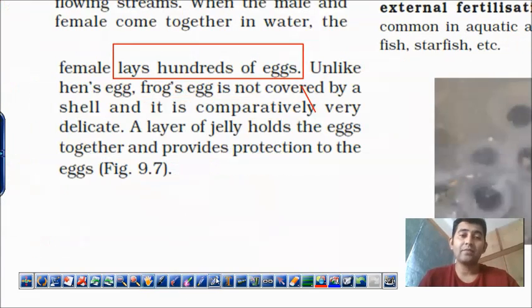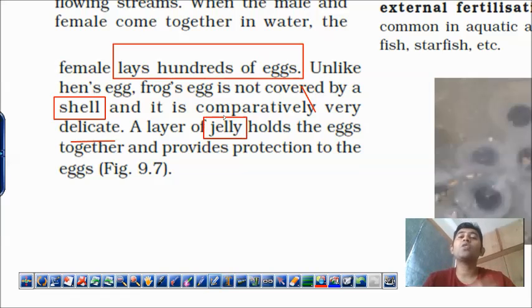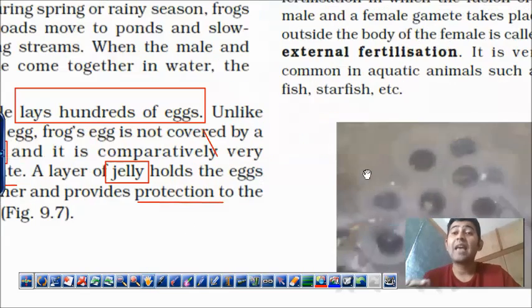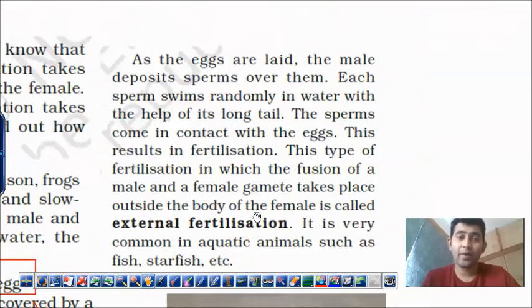Unlike the hen's egg, frogs' eggs are not covered by a shell. मुर्गी के अंडे में कड़क शेल होता है प्रोटेक्शन के लिए, but frog eggs do not have that shell. They are very delicate, they are very sensitive, and they have a layer of jelly which holds the eggs together. एक जेली जैसा होता है, उसके अंदर बहुत सारे eggs होते हैं, and this jelly also provides protection to the eggs. But these are just eggs. अब तक वो fertilize नहीं हुए.